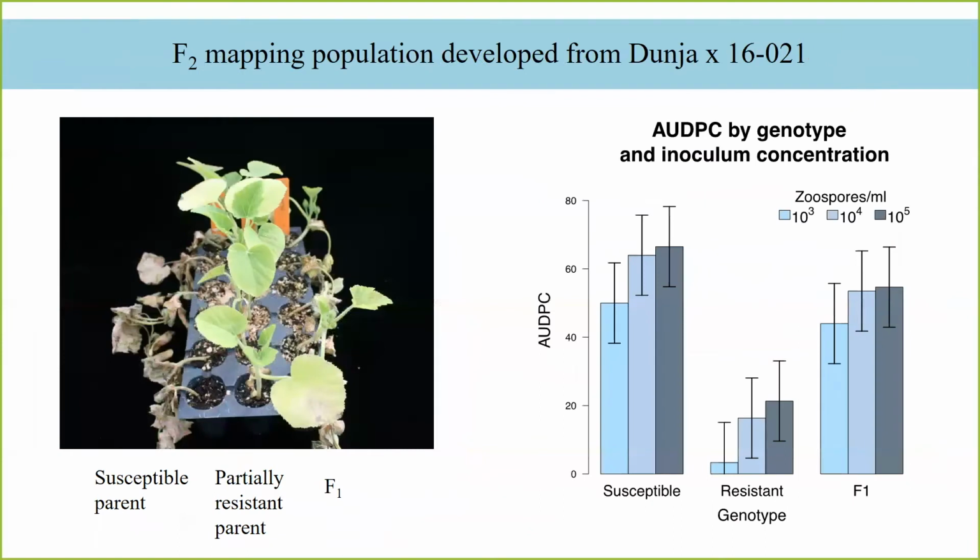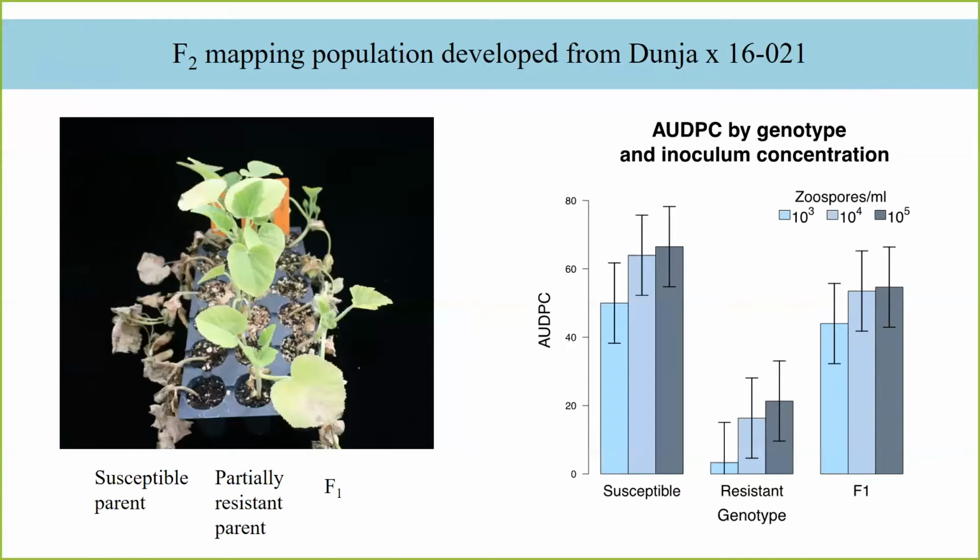So one of the goals of my research is to identify loci that control resistance to Phytophthora crown and root rot, and to do that, I've developed an F2 mapping population. We can see the parents and the F1 on the left. The susceptible parent is zucchini variety Dunja. In the middle, we have the breeding line that I previously identified as being most resistant. And on the right is the F1.